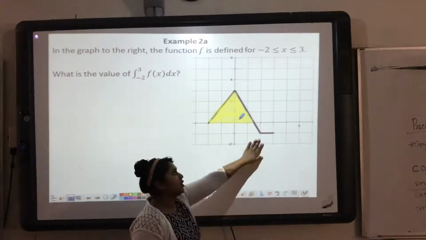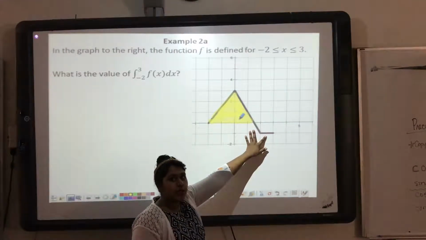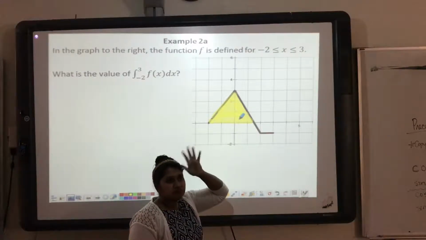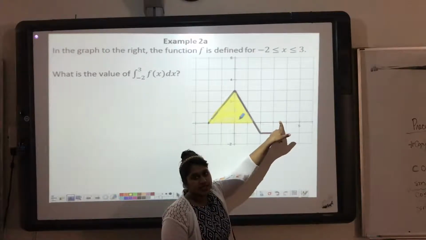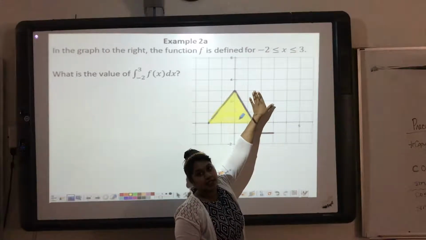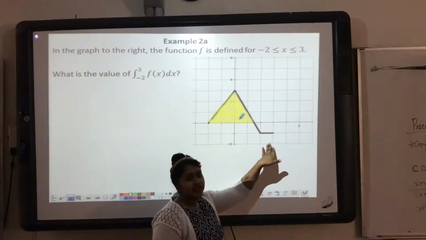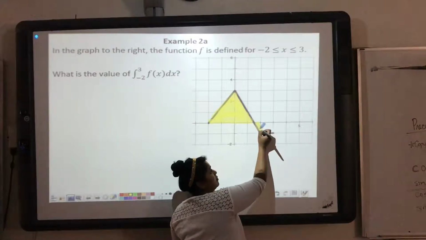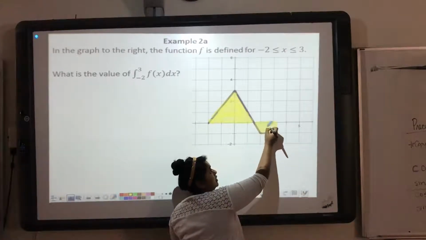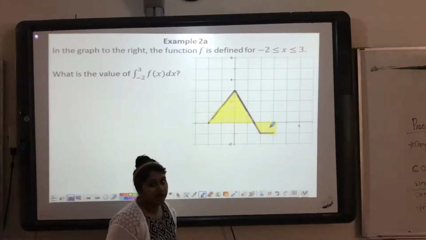Okay, but what about over here? Here's the part where most of my students have a little bit of disconnect. Okay, because here is my function and this is the x-axis. So we can't use this space because that's not near my function. We can't use this space because that's not near my x-axis. So it's got to be the space that's between the x-axis and my function.